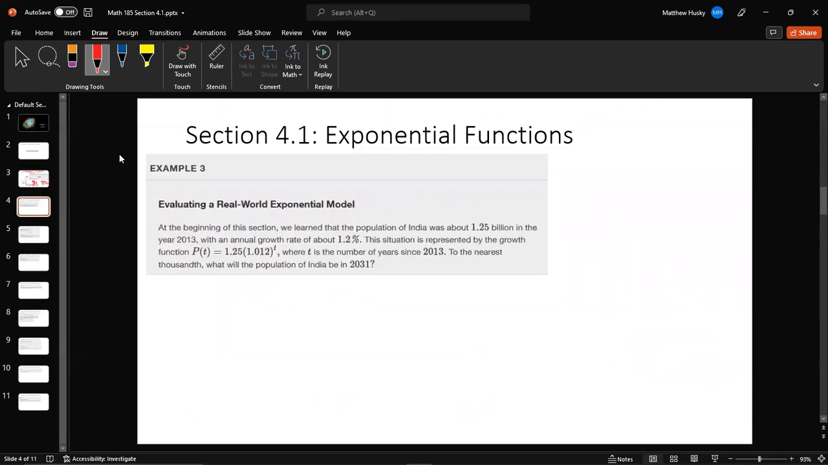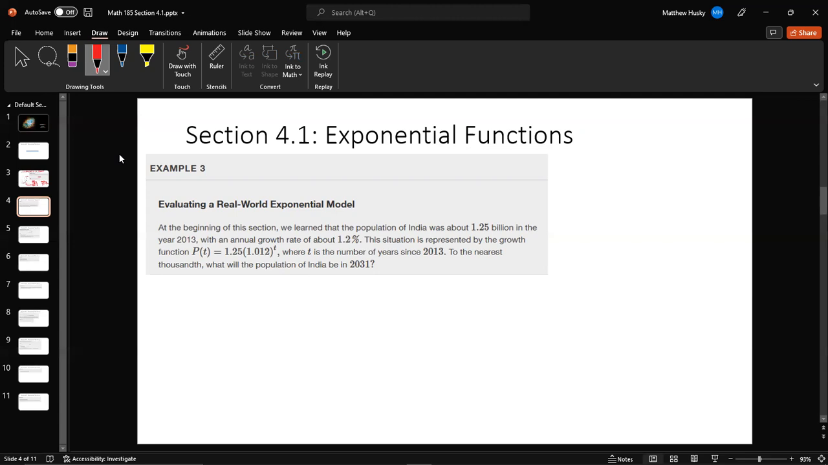So they say at the beginning of this section, we learned that the population of India is 1.25 billion in the year 2013. It has an annual growth rate of 1.2%. It's represented by that growth function. So they go ahead and give us the growth function, where t is the number of years since 2013. To the nearest thousand, what will the population be in 2031?